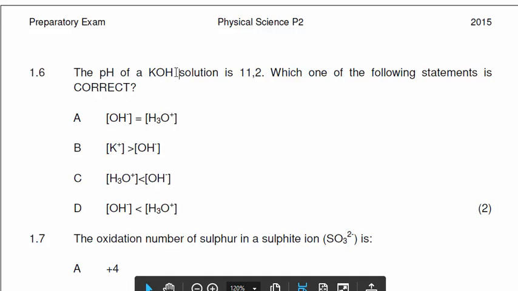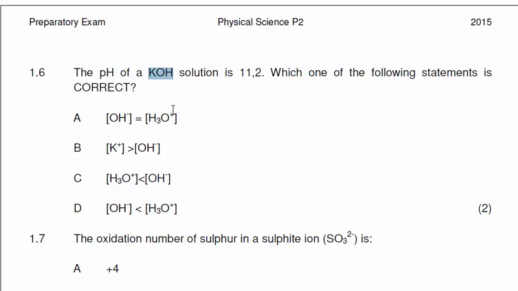The moment you add a strong base to a solution, you are increasing the hydroxide ions. So if you have a basic solution, you always have that this is true. Okay.